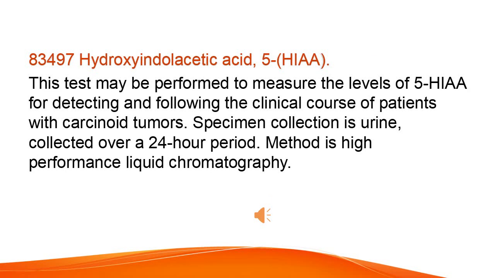Hydroxyindoleacetic acid, 5-HIAA. This test may be performed to measure the levels of 5-HIAA for detecting and following the clinical course of patients with carcinoid tumors. Specimen collection is urine, collected over a 24-hour period. Method is high-performance liquid chromatography.